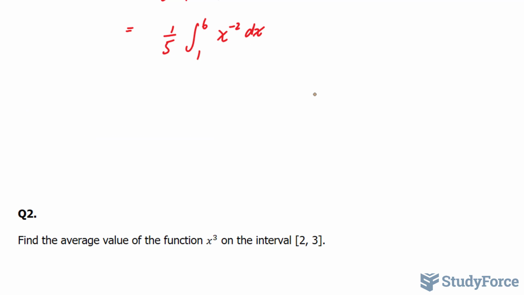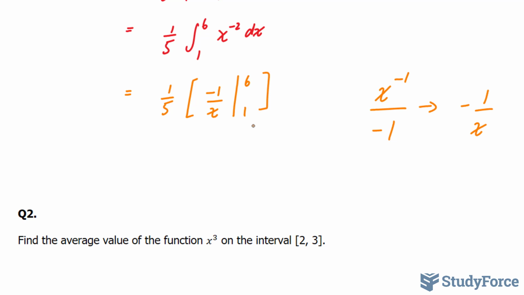To integrate x to the power of negative 2, what we are going to do is increase this exponent by 1. That leads us to x to the power of negative 1. And then take this number and put it at the bottom. So if we simplify this expression, we have negative 1 over x. And that is your integral. So we have 1 over 5 times negative 1 over x between 6 and 1.